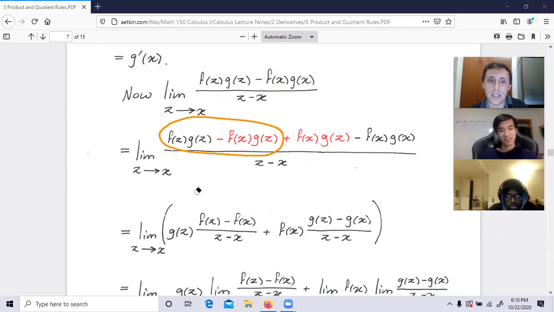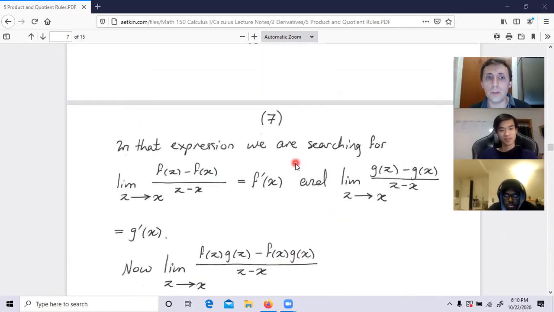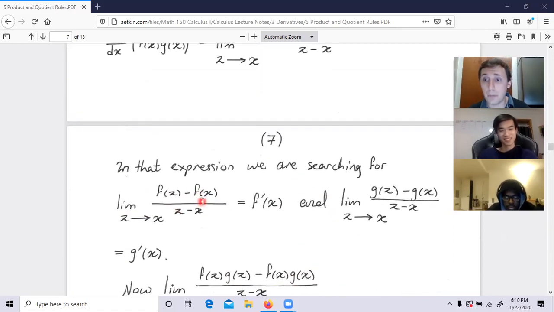I hope you understand that if you are walking in the forest and you do not have a dead reckoning, if you're just walking aimlessly, you don't arrive anywhere. So what you try to understand, and we practice that afterwards in office hours, is you need to recognize what somebody is really doing, right? So limit z going to x, f of z minus f of x over z minus x is the definition of the derivative of f. And then we have a similar definition for g.